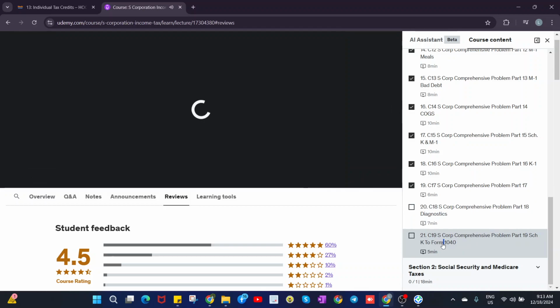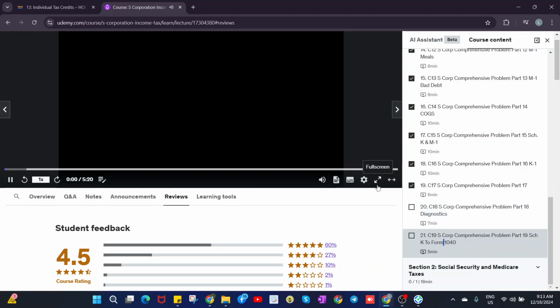In this presentation, we will continue on with our S Corporation Comprehensive Problem, part number 19. We're going to take the Schedule K1 and transfer. The S Corporation is a flow-through entity, and therefore we're going to have to file the 1120S and then report that information using a K1, which is similar to a W-2 form. It's reporting the income that will then go to the individual shareholders, who will then take that and input it into their Form 1040, reporting the income that is allocated to them from the S Corporation.